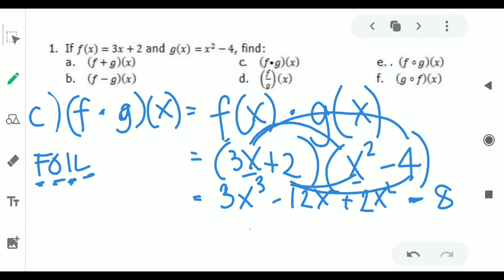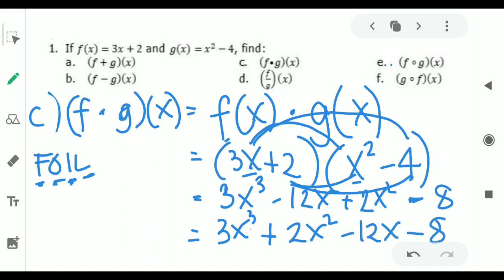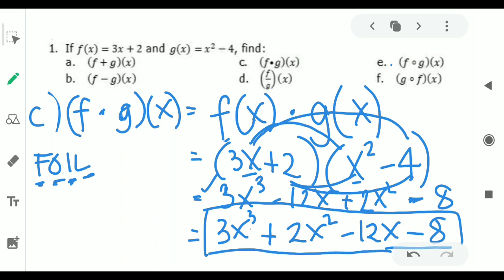So, we simplify. This will be 3x cubed. Okay, we rearrange. Plus 2x squared minus 12x minus 8. So, whether you rearrange or not, this is accepted as a correct answer, and this is also accepted as a correct answer. Okay.